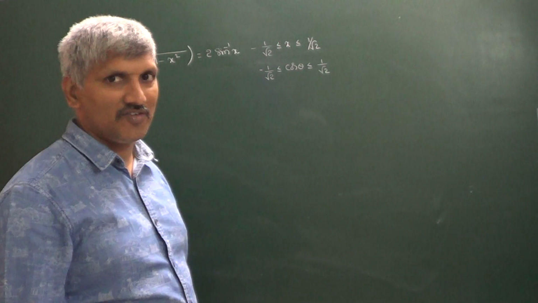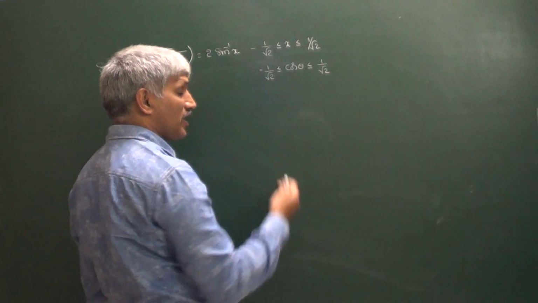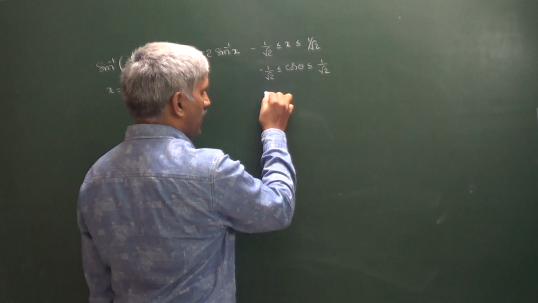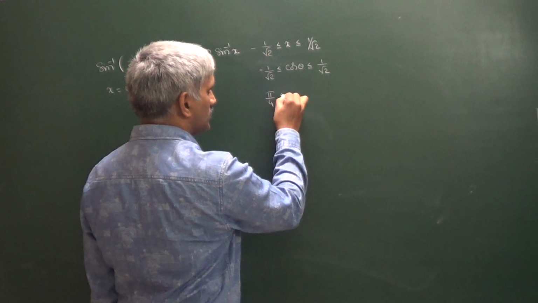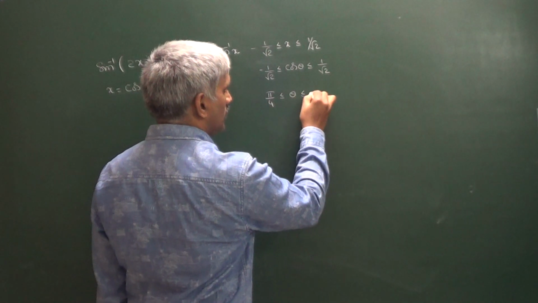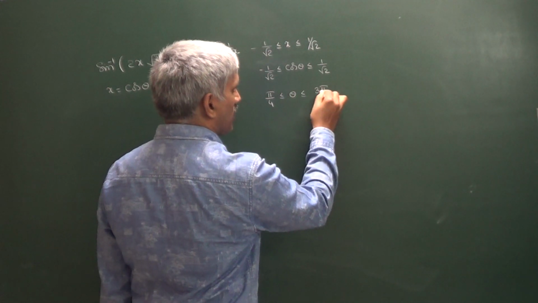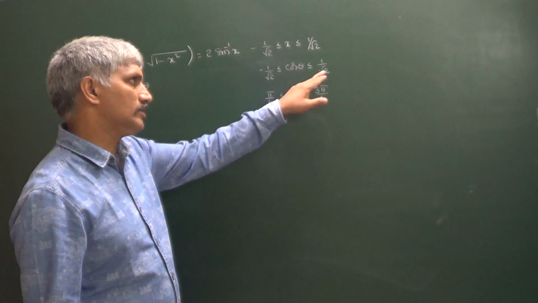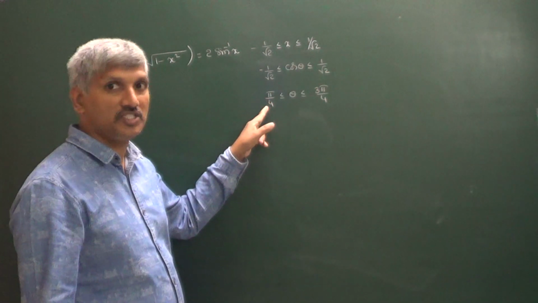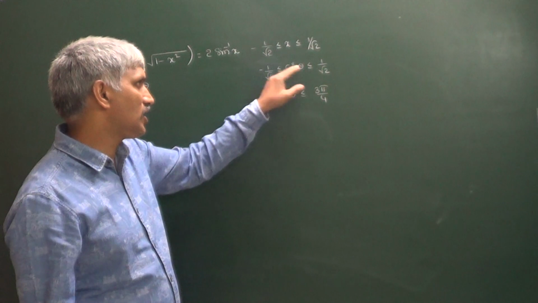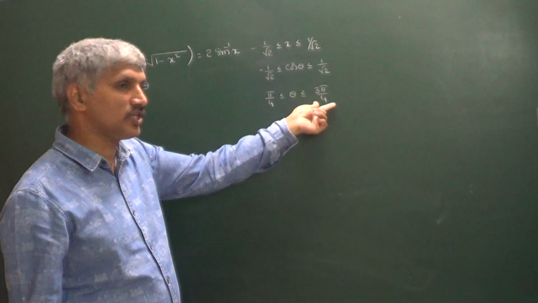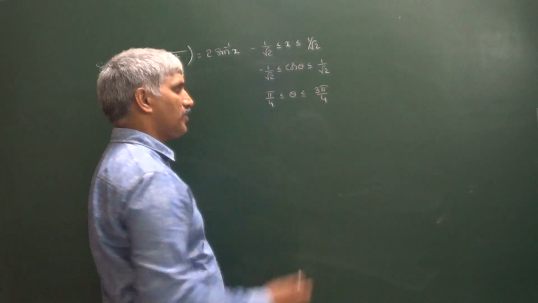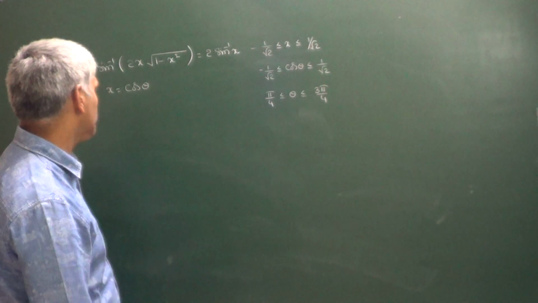Cos is a decreasing function. That's why whenever we are removing cos, inequality changes. That's why we can write pi by 4 less than or equals to theta less than or equals to 3 pi by 4. Inequality changes. Cos theta becomes 1 by root 2 when theta is equal to pi by 4. Cos theta becomes minus 1 by root 2 when theta is equal to 3 pi by 4. Yes, theta lies between pi by 4 and 3 pi by 4.